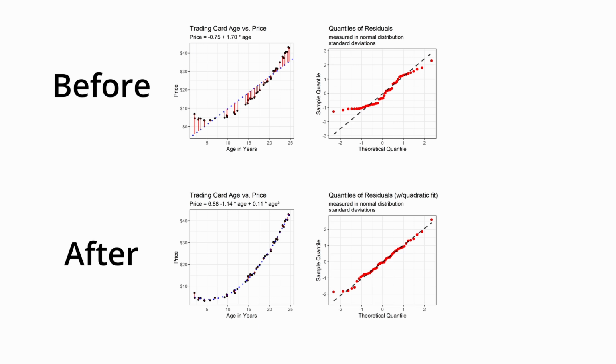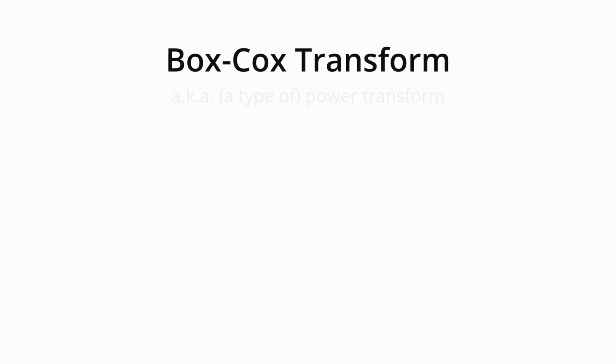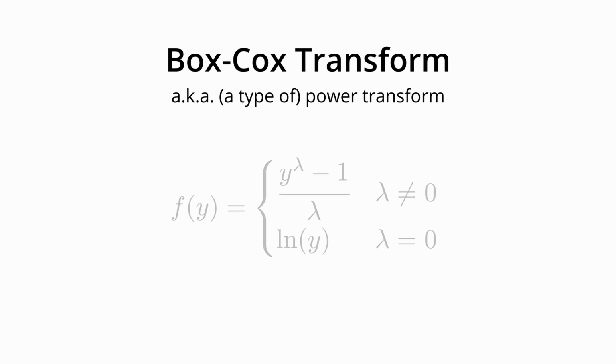Variable selection and transformation is a very broad topic, but it is arguably the best way to resolve issues with normality and linear regression. Speaking of transformations, for linear regression, one of the most commonly used ones is the Box-Cox transform, also known as a power transform, which looks like this: y to the power of lambda minus 1 over lambda if lambda is not equal to 0, and natural log of y if lambda is equal to 0, where lambda is the transform parameter.